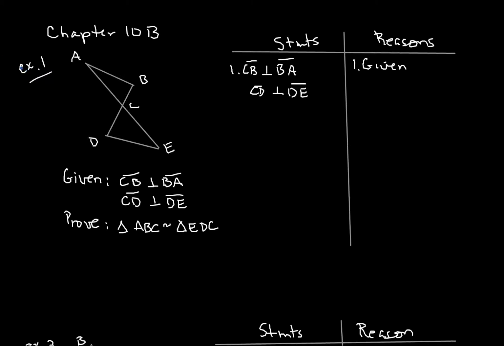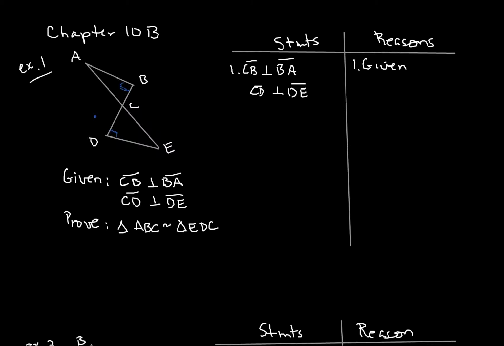So let's start. This problem says segment CB is perpendicular to BA. So CB, BA, so they form a right angle. I'm just putting in all the stuff that we have to prove first. CD is perpendicular to DE, all the givens, I mean.